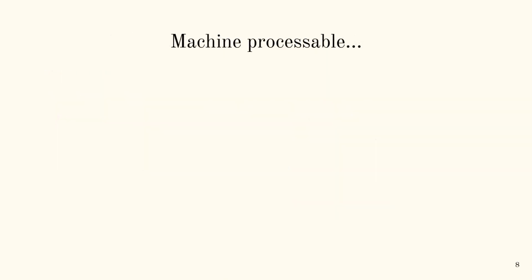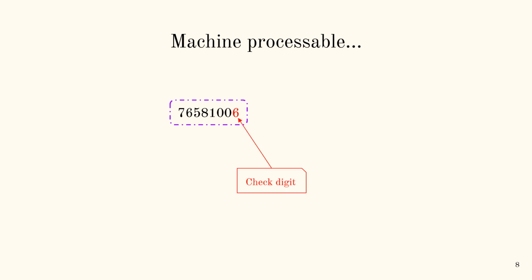So I told you that number is machine processable. So this is the number. Now watch. The last number is 6, which I have highlighted in red. This particular digit is actually a check digit. And this check digit is generated by using Verhoeff's dihedral D5 algorithm on the numbers located to the left of it. You can try it out yourself.